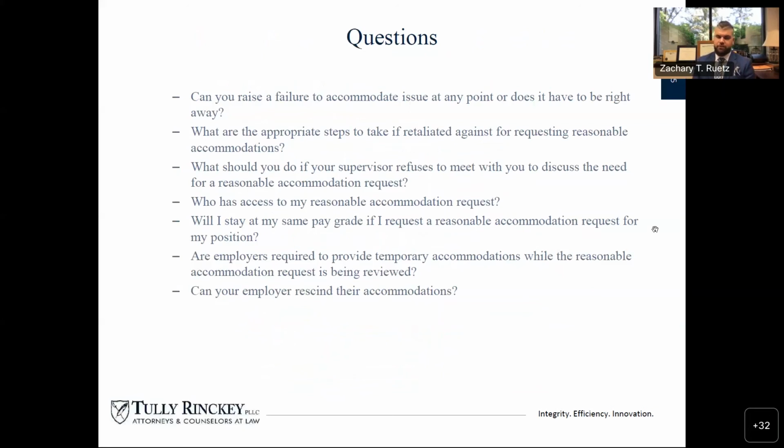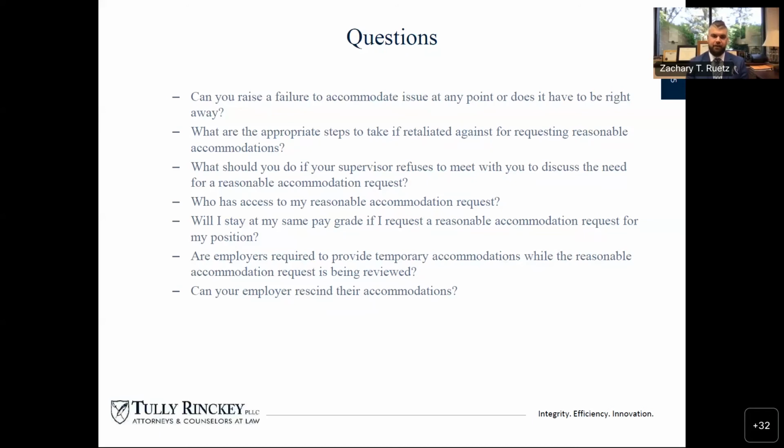So we have a couple questions that we've identified before the presentation started, and I think we've covered most of these, but I'll just run through them with a few reminders. So the first question is, can you raise a failure to accommodate issue at any point, or does it have to be right away? And the answer is it has to be within that 45 days of either the denial or of when you reasonably suspect the accommodation is going to be denied.